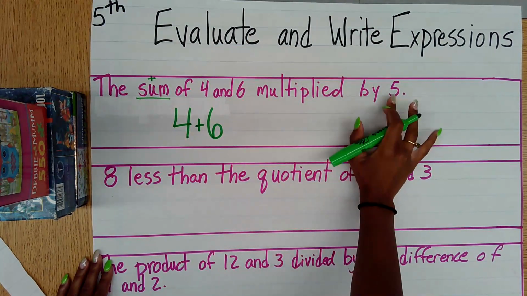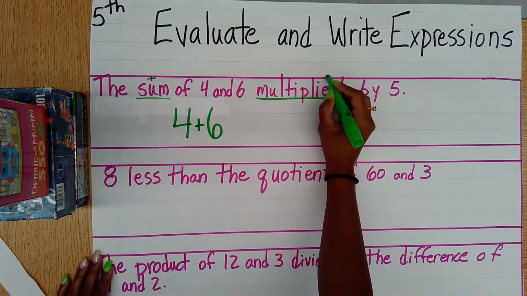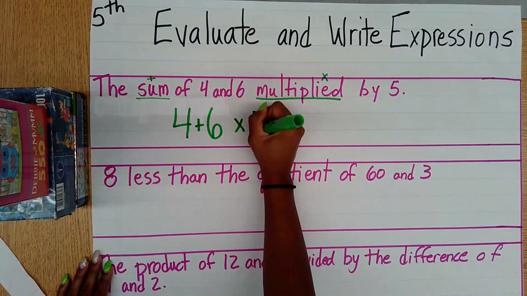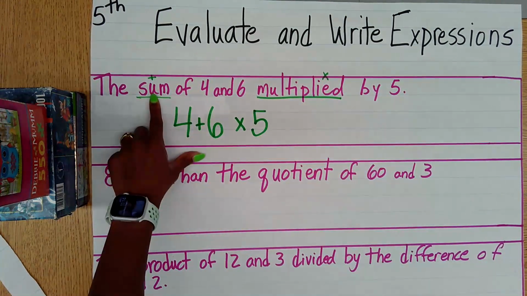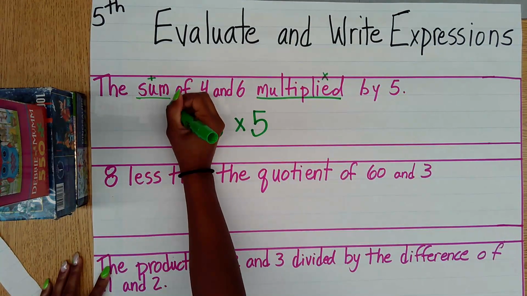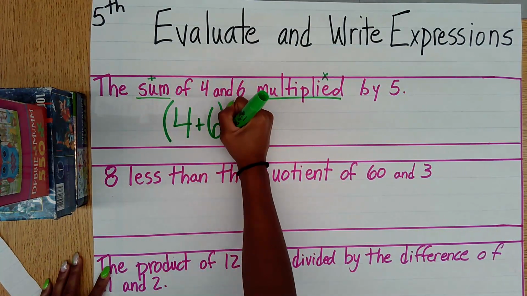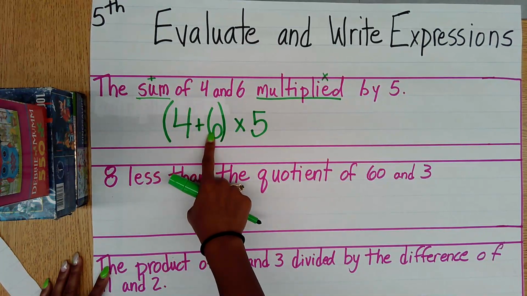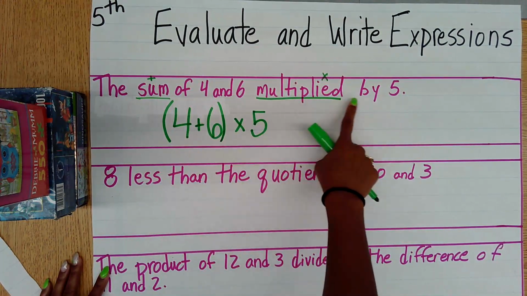Multiplied by 5. So I know multiplied is multiplication, so I would take this and I would multiply it by 5. Now, because it says the sum, that is the answer to an addition problem, I need to put parentheses around the 4 plus 6 because I need the answer of 4 plus 6 before I multiply by 5.